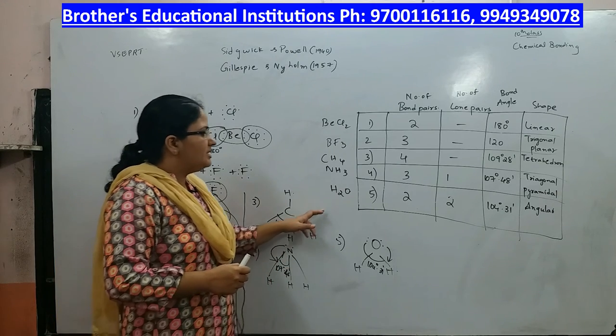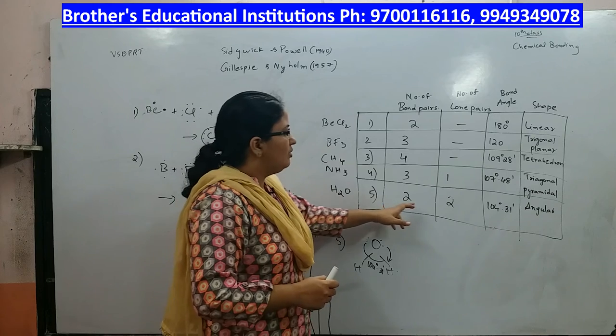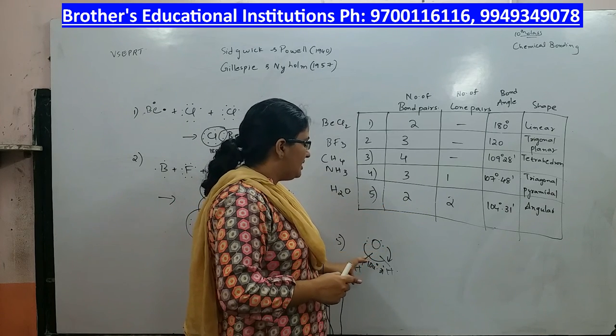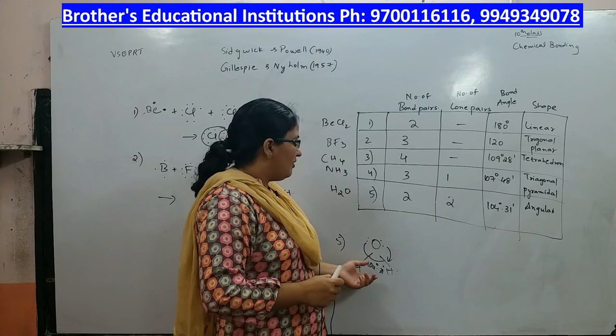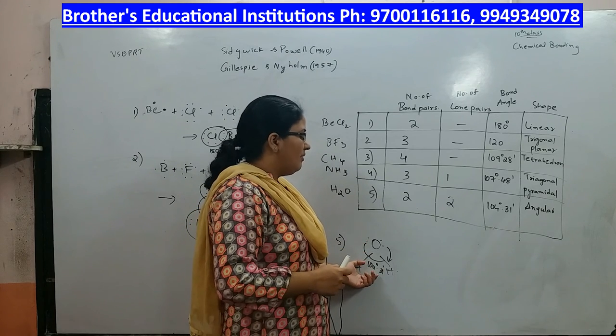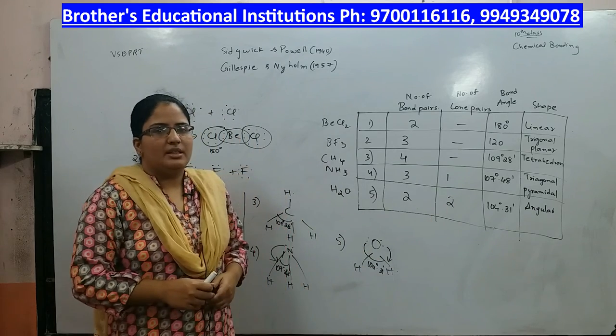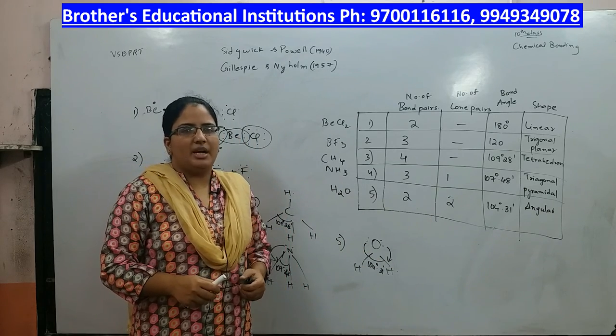If there are 2 bond pairs and 2 lone pairs, there is repulsion between bond pair and lone pair as well as lone pair and bond pair, because of which the angle further decreases to 104 degrees 31 minutes and the shape is angular. This is about the VSEPR theory.